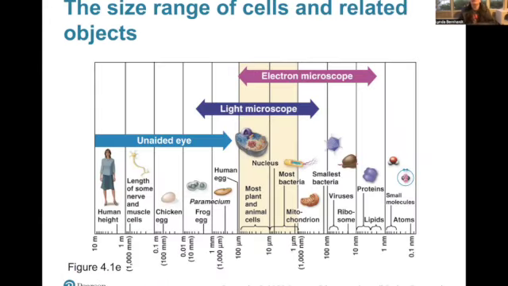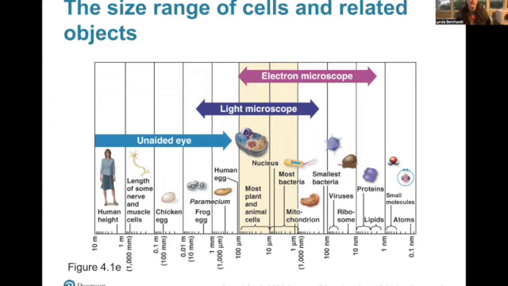Anyway, so we have different size ranges of cells and related objects, and what you need in order to see them. For the unaided eye, clearly you can see humans. You can see all the way down to, note, the human egg. Yes, humans have eggs, but not like chickens have eggs. It's a little bit different. For us, it's all internal, but they can harvest your eggs. That's how you have egg donors and stuff.